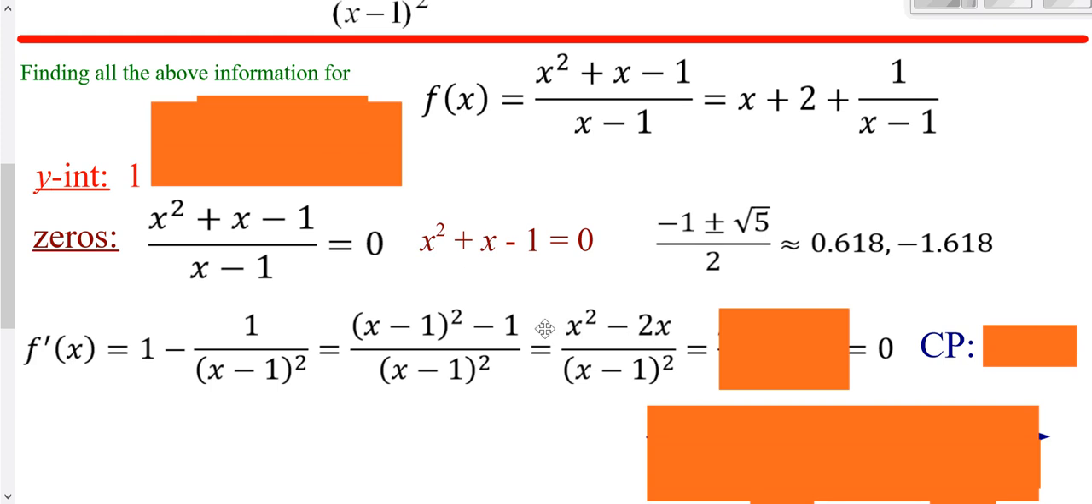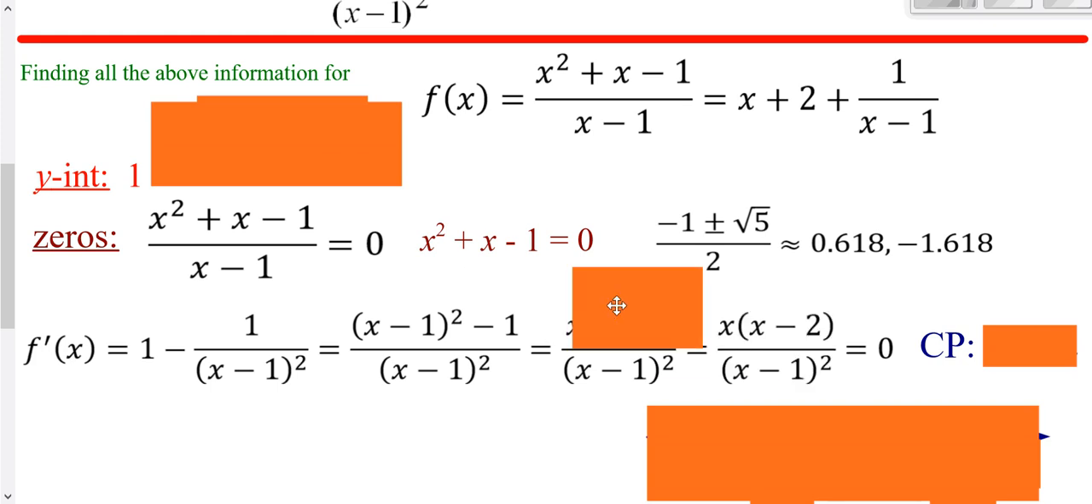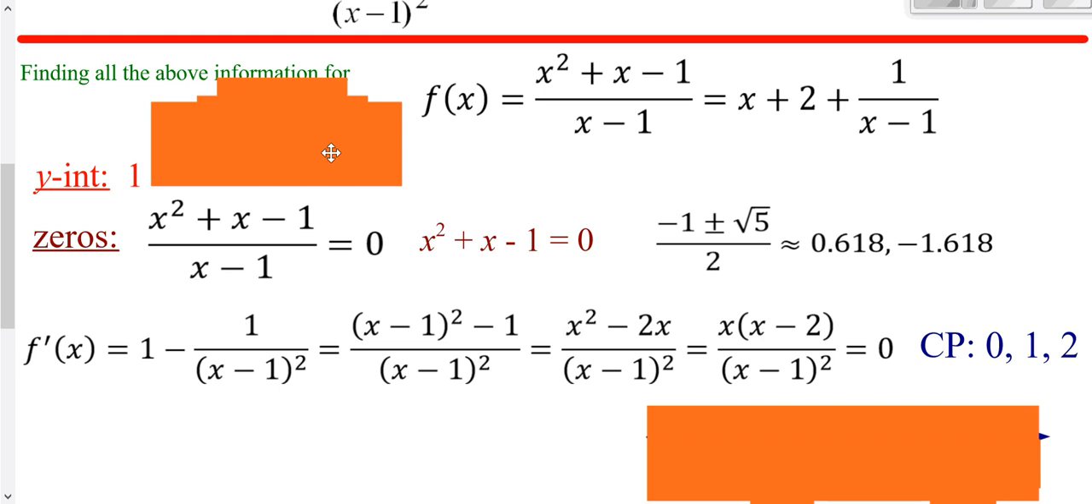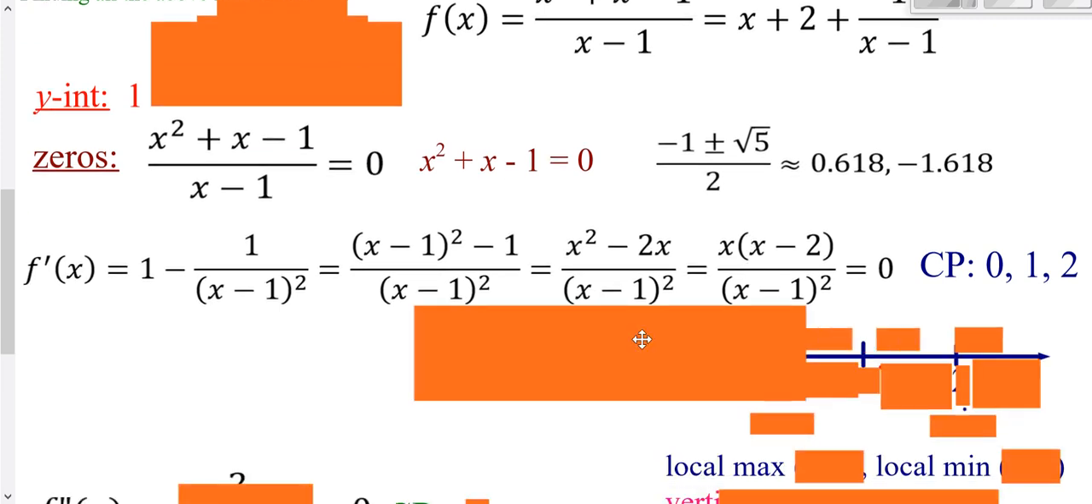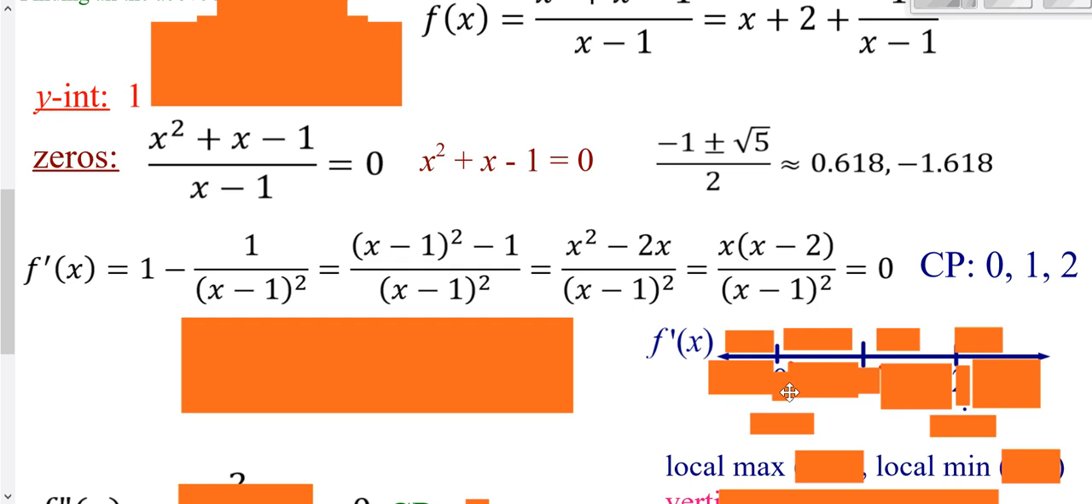So your critical points are when the top is equal to 0, which does factor, which would be at 0 and at 2, or when the bottom is 0 for your critical points. Because remember, your critical points are where your derivative is 0 or undefined. So derivative being equal to 0 is from the top. Derivative undefined is from when the bottom is equal to 0, and that's our 1. Remember, label your number line.